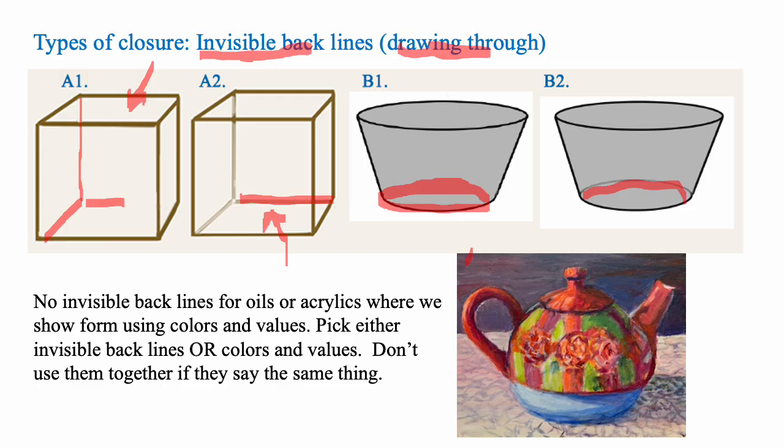Now, when we add colors and values to show form, like when we use oils or acrylics, we don't draw the back lines anymore, as it would be confusing. If I had a back line here, would that mean that the pot was partly transparent? Then why does it have a light and shaded area? So in general, either we draw the back line like this, or we use color and values to show the form.